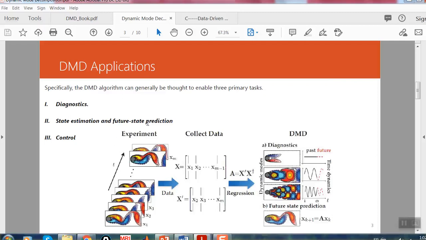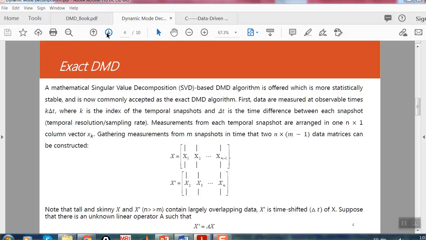In general, we can say DMD has applications in diagnostics, as you can see here, and also in state estimation and future state prediction. And if you can estimate, you can control the system and do some processing on it, for example, to do something or not to do something.